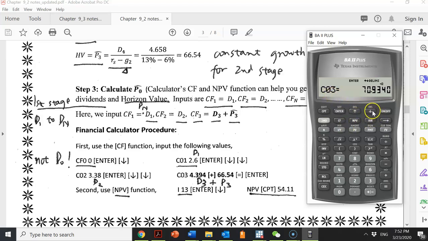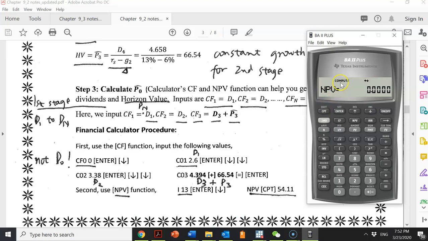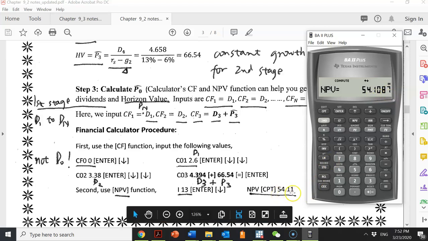Now let me double check by pressing the down button. Frequency 3 is 1. Down button, there is no cash flow 4 or frequency 4, and I come back to cash flow 0, making sure I only have 3 cash flows input. Now I go to the NPV function, input I is 13, enter, down button, then I come to NPV, and the screen reminds me I can press compute. I have 54.1087 as my P0, which is about 54.11.